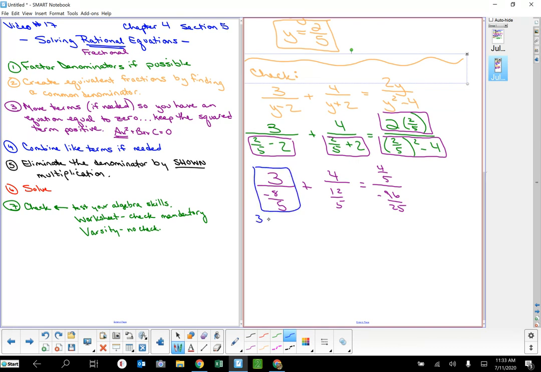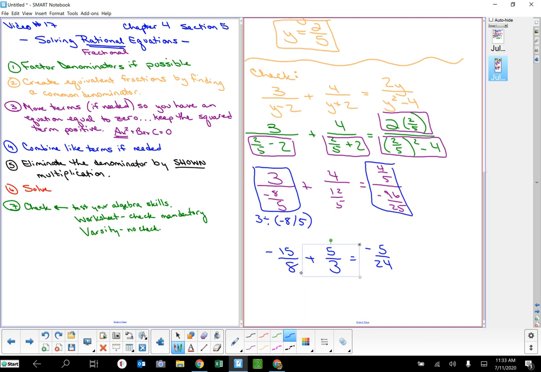So this would be 3 divided by negative 8/5. And when you do that, you get a negative 15/8. And then the next one is going to be plus 5/3, and the right side equals negative 5/24 when you do this division. And then when you add these together, yes, you do end up getting a negative 5/24 equals a negative 5/24. And that checks. Okay, so this check, I'm expecting to see if you do any kind of worksheet.